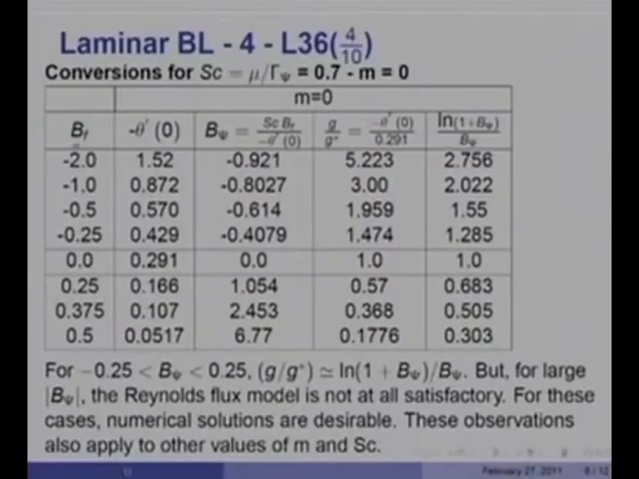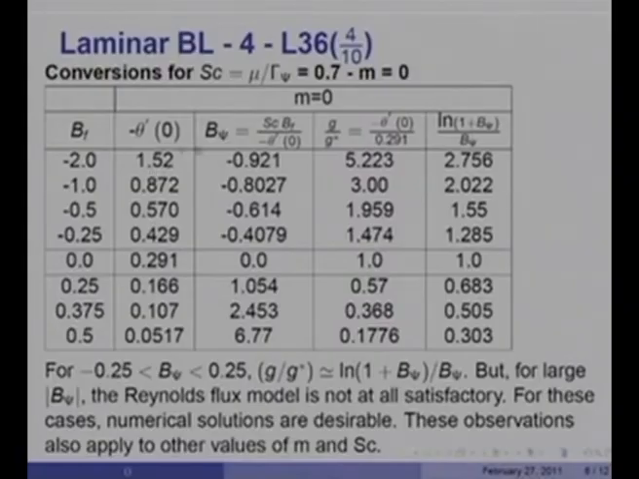Here are the conversions. Bf values are given here. Negative values represent suction, and positive values represent blowing. 0, of course, means no suction or blowing. These were the values computed in our lecture 9: minus theta prime 0 equal to 1.52, 0.872, 0.57 and so on. The higher the suction, the greater was the Nusselt number, as you can recall.